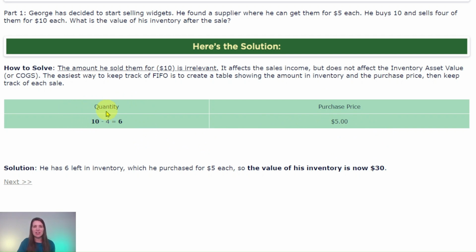This is what we just did. The quantity, we started with 10, that's how many he bought, minus the 4 that he sold is a total of 6 left in inventory, and the purchase price of each of those was $5. So here we see the solution. He has 6 left in inventory, which he purchased for $5 each. So the value of his inventory is now $30, and that's exactly what we just did on our whiteboard calculation. So we did it correctly. Congratulations. Let's move on to part two of this scenario.